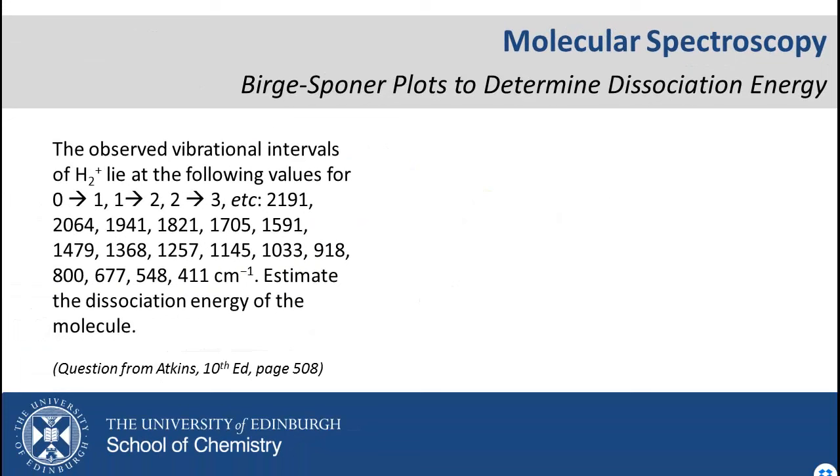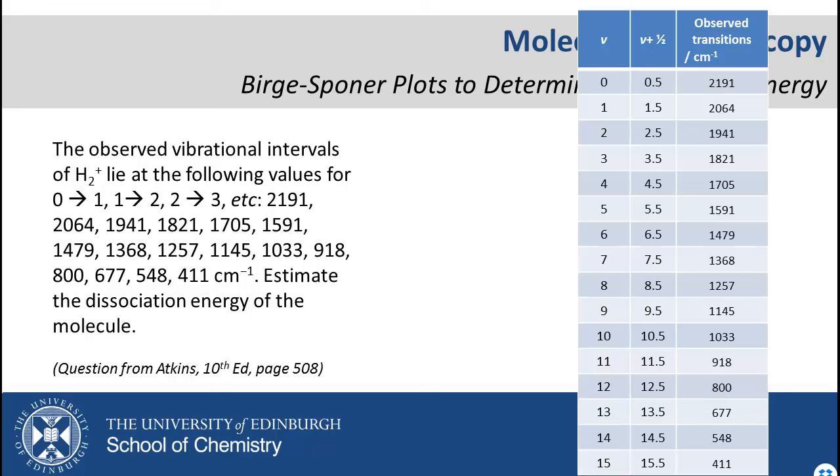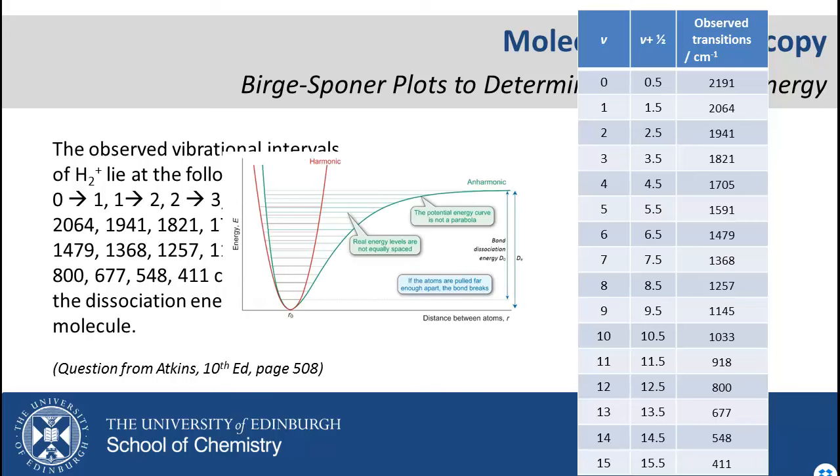In the first example, we are given a series of transition wave numbers for 15 transitions. All we need to do is to plot these against v plus a half, where v is the vibrational state where each transition originates from. Again, relating to the potential energy curve, we are essentially totting up the known values of transitions. We can then create a plot of this data.